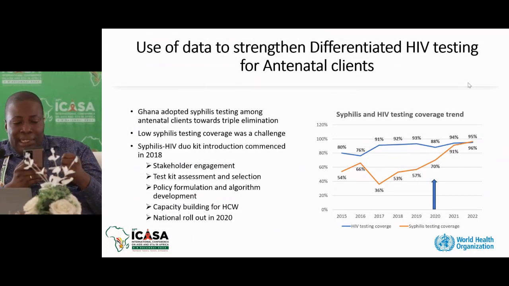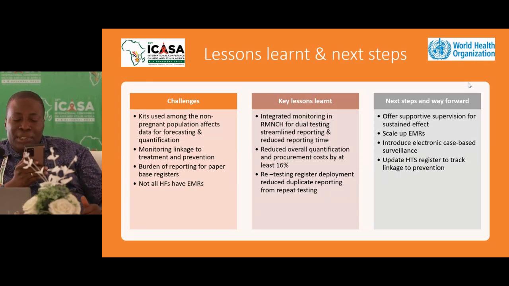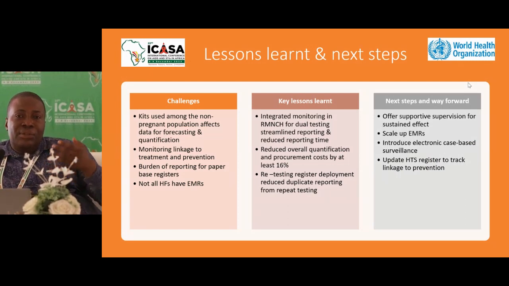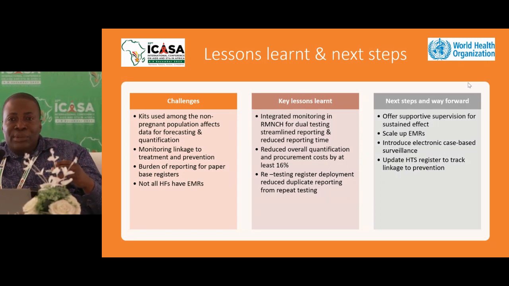So, ladies and gentlemen, what were the lessons that we learned from all these? The lessons were simple. We realized that integrated monitoring in RMNCH for dual testing streamlined reporting and reduced reporting time. There was also an improvement in quantification. The cost of quantification and procurement reduced by about 16%. And we were also able to deploy a retesting register, which helped to deduplicate some of the tests.